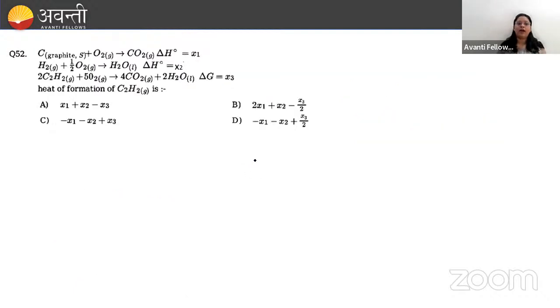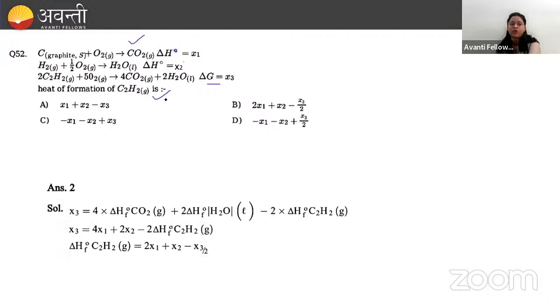So here graphite and oxygen, one reaction is given for which the standard enthalpy change delta H is x1, for H2 it is x2, and for this reaction delta H is given to us as x3. Here we need to calculate the heat of formation for C2H2. So see here how we are going to calculate that.